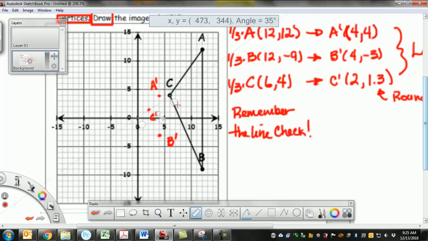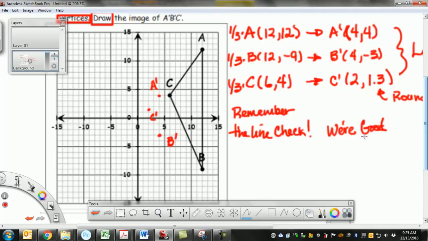And then last of all, we'll do A to check that one. A all the way out there. You can see that it lines up on the same line. So we know that we've got this. We're good to go ahead and finish drawing our image. Let's go ahead and connect the vertices together using straight lines. There we go. And that's it.